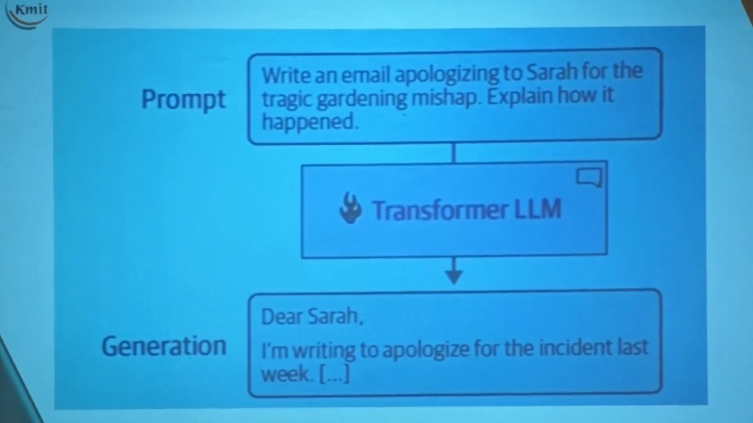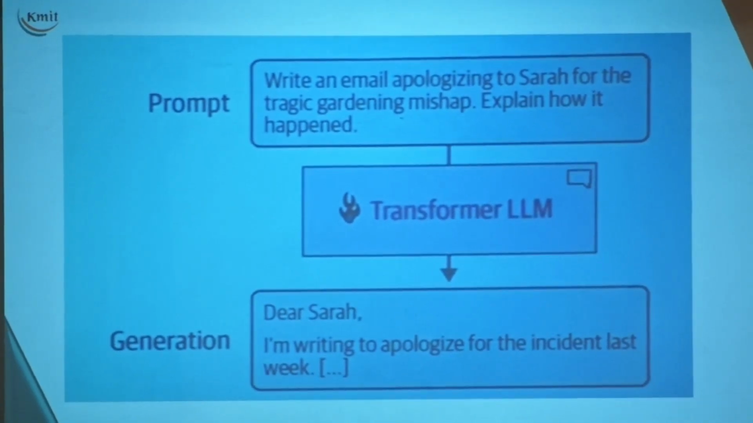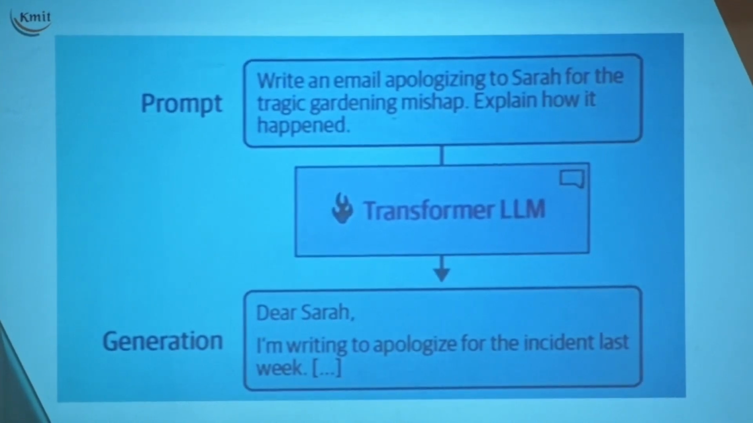Okay, now I have a sentence that is called the prompt, that is the input. Now the transformer takes this input and generates the output. Let's read what the prompt is here. Write an email apologizing to Sarah for the tragic gardening mishap. Explain how it happened. So here I am giving a sentence, which I am calling the prompt. I am giving it to the transformer model and asking it to generate an email.